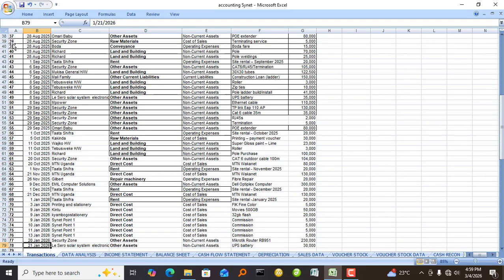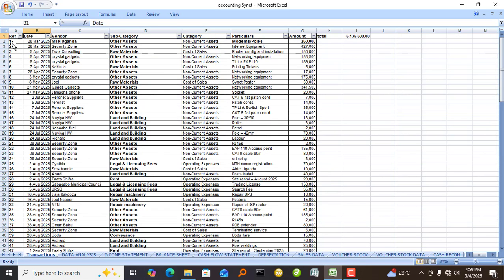Now, these are different categories of accounts. This is the reference as for order, the date when the activity happened. This is the vendor that I purchased from. Then I arranged all these into different categories, account categories and subcategories, so that I could be able to raise these two statements, income statement and balance sheet. And these are the particulars for each and every transaction and their respective amounts.